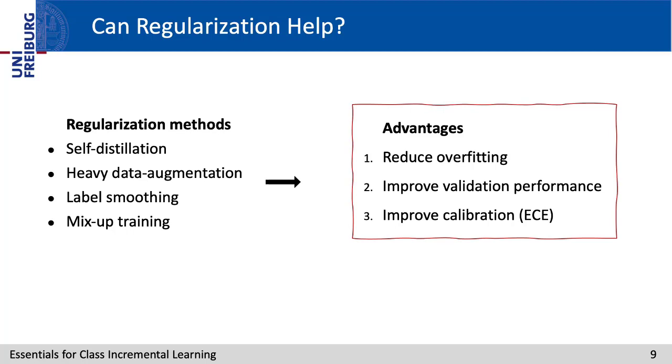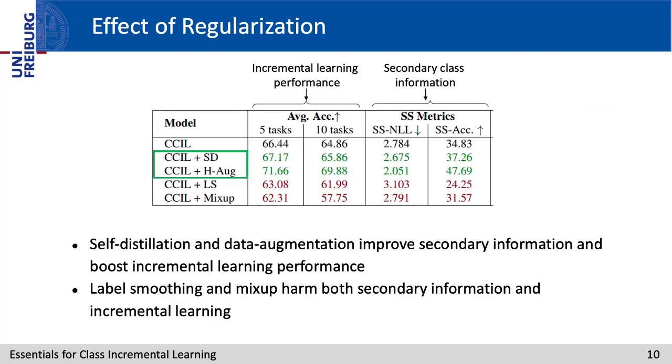Now to counter overfitting, we examine various regularizers like self-distillation and label smoothing, which are well known to reduce overfitting and improve validation performance. We found that label smoothing and mix-up, despite their proven regularization effects, harm secondary class information and class incremental learning performance. On the other hand, self-distillation and data augmentation enhance secondary class information and also boost incremental learning performance. So from this study, we find a strong correlation between secondary class information and the class incremental learning performance.